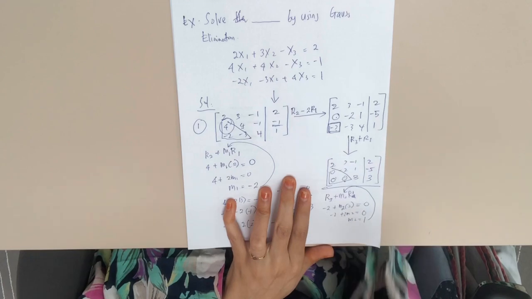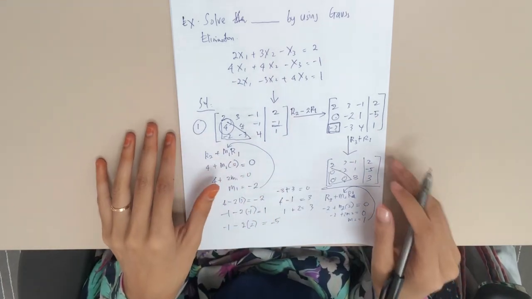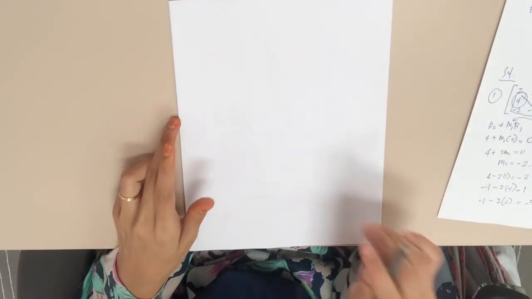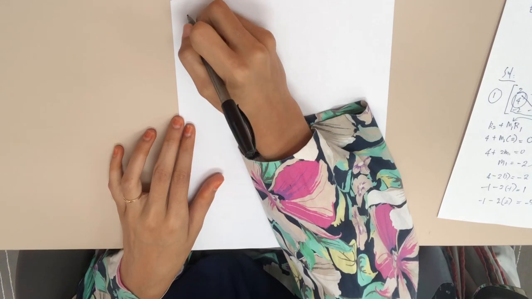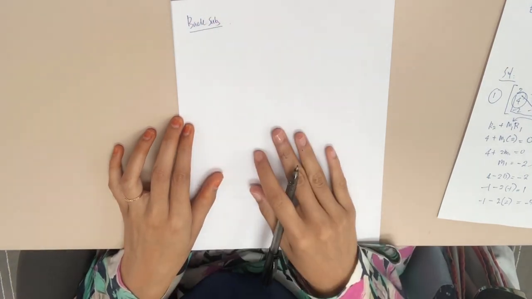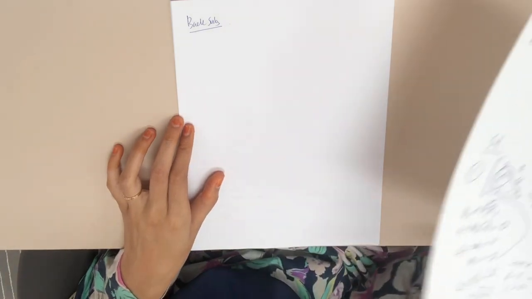Okay, but please remember, this is Gauss elimination, right? So there is one last step. What is the one last step? The last step here is back substitution. Okay, backward substitution. What do we mean by backward substitution?